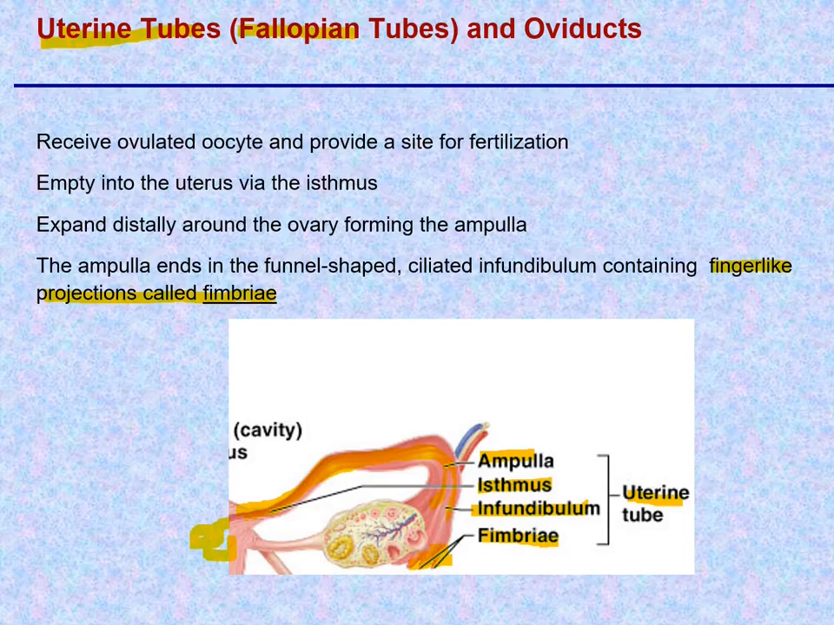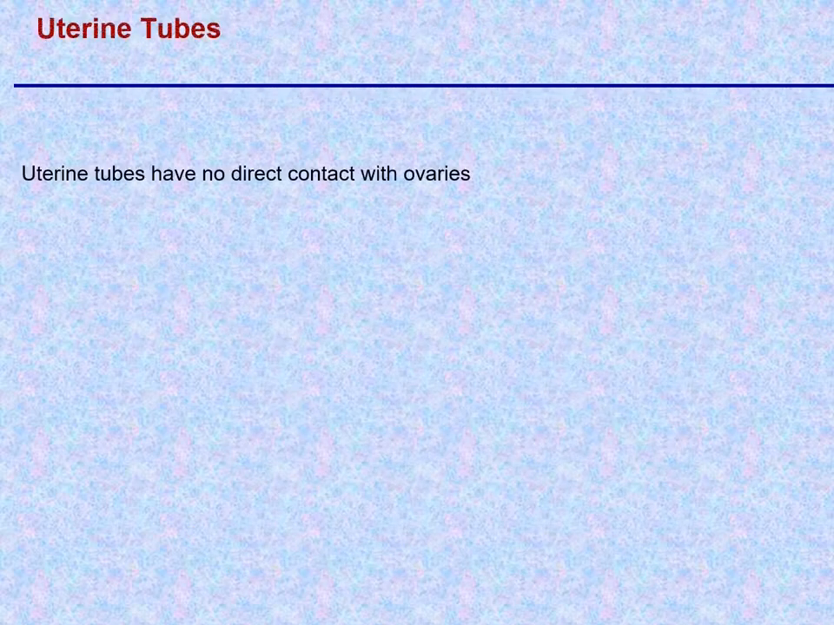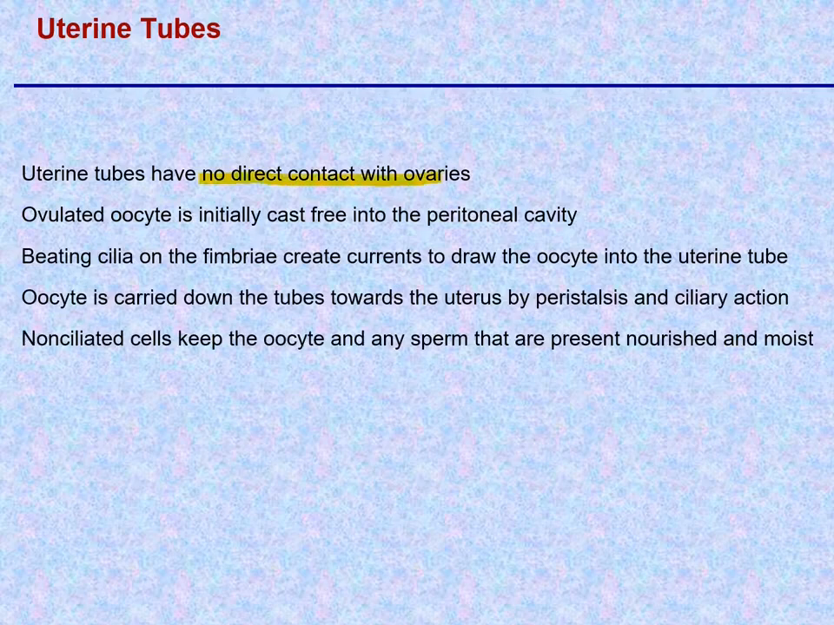Okay, and if there is going to be fertilization, then usually it occurs in these uterine tubes. They have, as I said, no direct contact, not connected to the ovaries. The ovulated, released oocyte egg is set free into the peritoneal cavity, and then there are beating cilia on those fimbria that create currents to draw the egg into the uterine tube. It gets carried into the tube, down towards the uterus. There is some peristaltic action moving it down, and there's ciliated action helping it move.